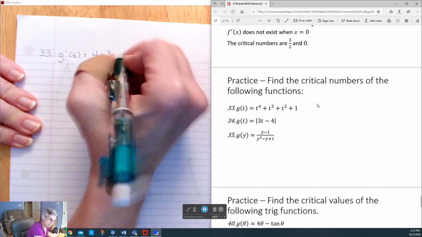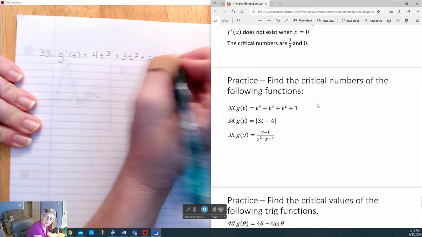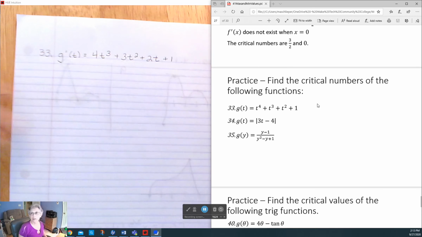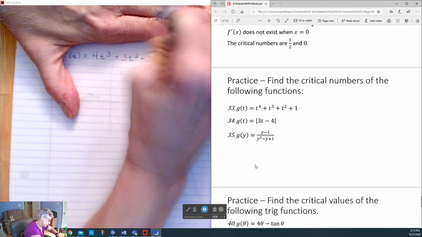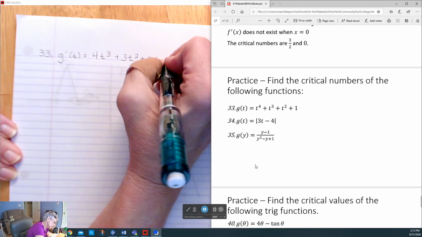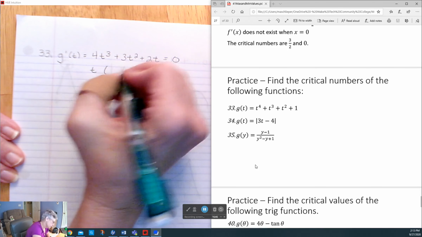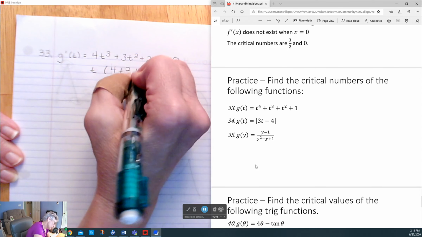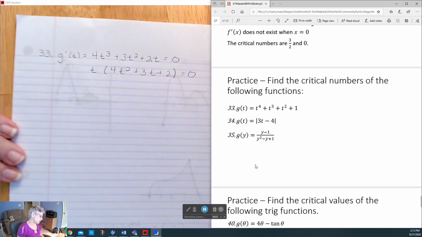4t cubed plus 3t squared plus 2t plus 1. Set that derivative equal to 0. I have an extra term, yeah. There was no plain old t term. So it is going to have at least one critical value, because if I set this equal to 0, first thing I would do is factor a t out and get 4t squared plus 3t plus 2 equals 0.